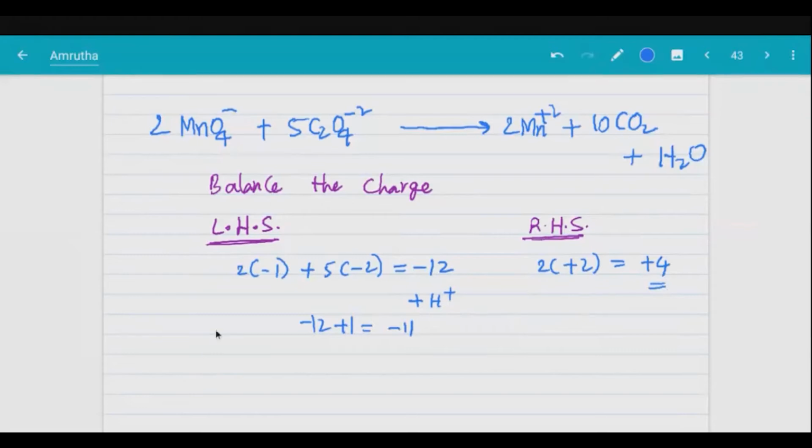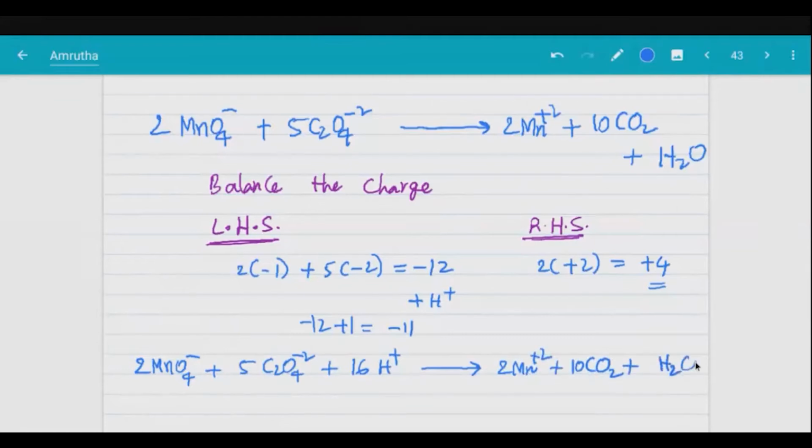So how much should I add? How many H plus? Can anybody tell me now? How many H plus should I add so that I'll get +4? Exactly, plus 16. Yes, no doubt. Okay, so 2MnO4 minus plus 5C2O4 2 minus plus 16H plus. Done. Now 2Mn 2 plus and 10CO2.